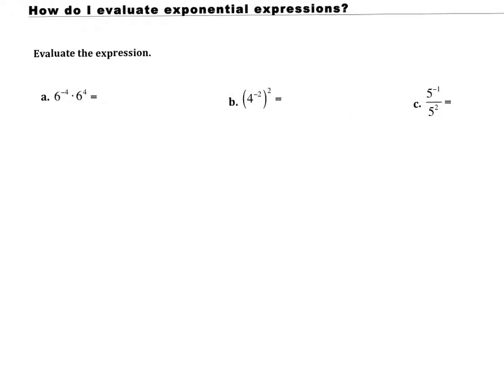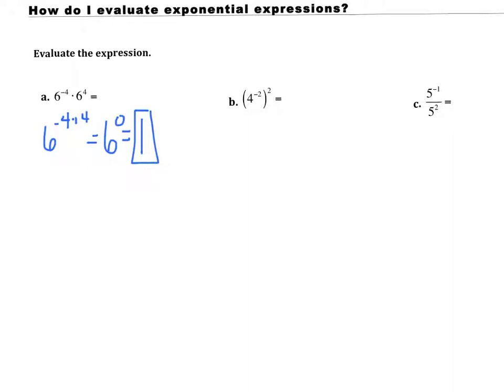Let's go back to the property. When we're multiplying exponents, remember we are adding the two exponents when you've got the same base. So I've got a 6 to the negative 4 times a 6 to the fourth power. So I'm going to add the exponent, and that's going to give me 6 to the 0 power. Well, remember, any number to the 0 power is going to be equal to 1.